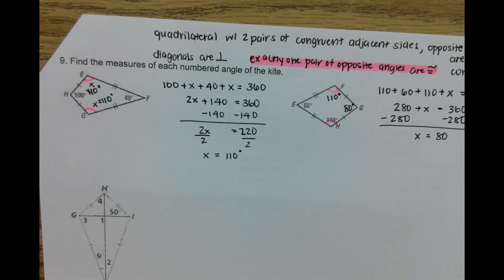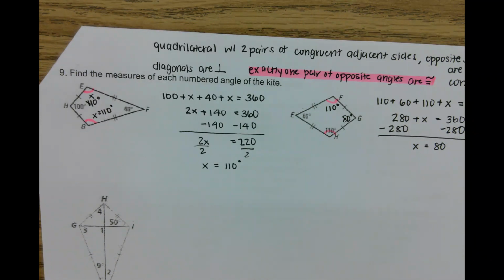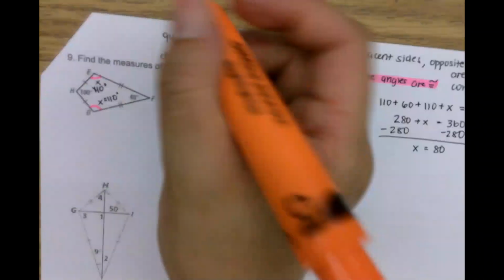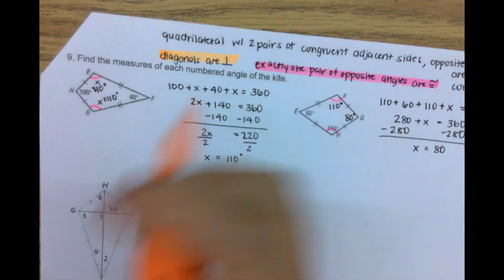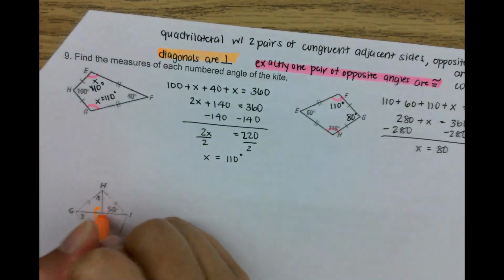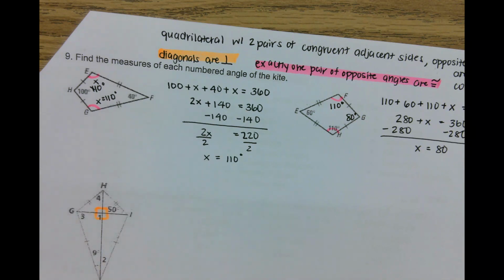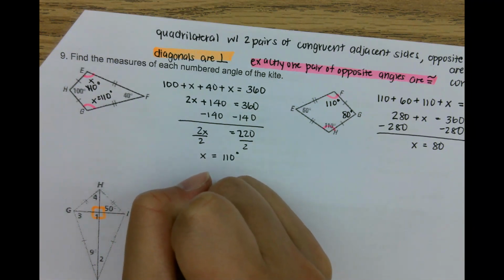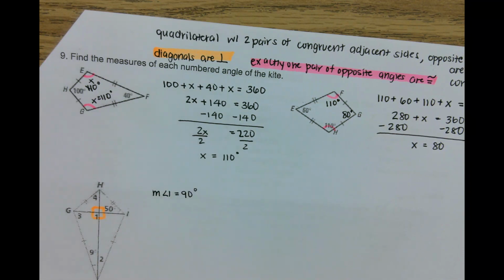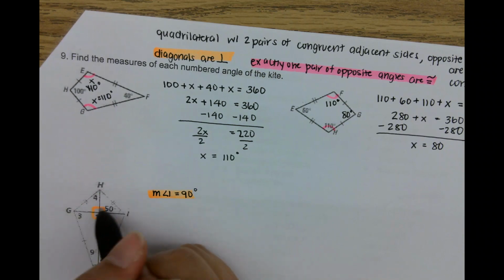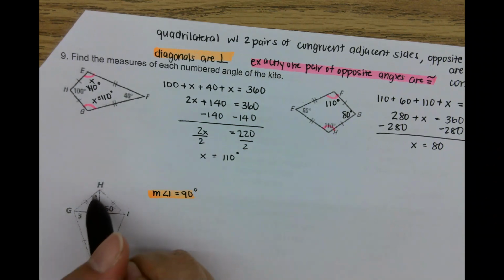So next one here, I'm going to find this out. Okay. So again, the diagonals are perpendicular. So that means this is 90, this is 90, this is 90, this is 90. So that tells me angle 1 right off the bat is 90 degrees. Then next, I'm going to do angle 4 here. Okay. So note here that this is an isosceles triangle.